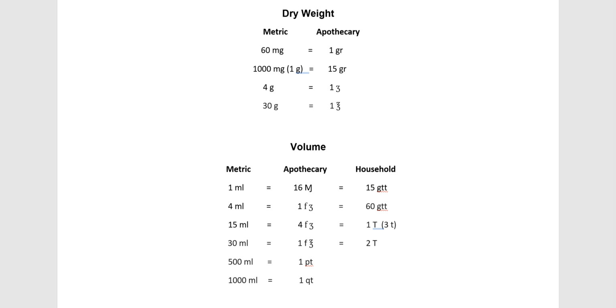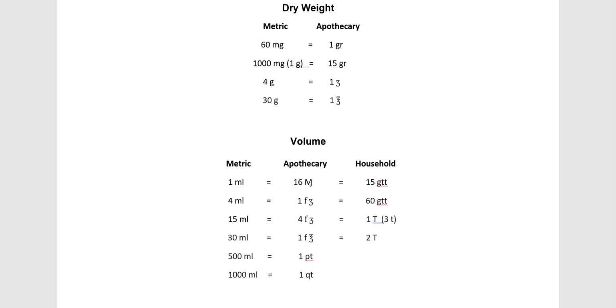And then for the next one, we have 4 grams equals 1 dram. And then we have 30 grams equals 1 ounce. So that's metric to apothecary. And then for volume, we have metric to apothecary to household, relating them all together for volume.